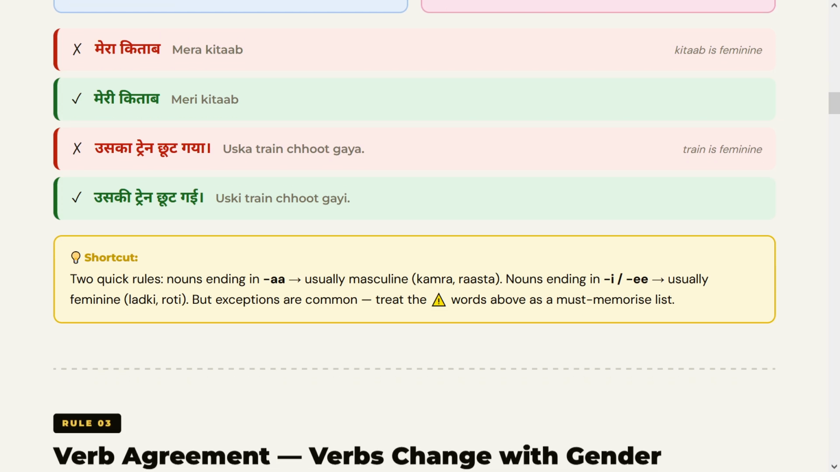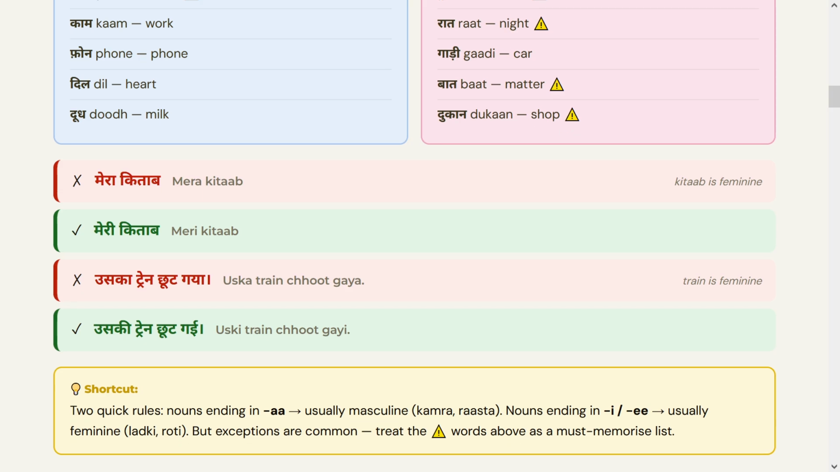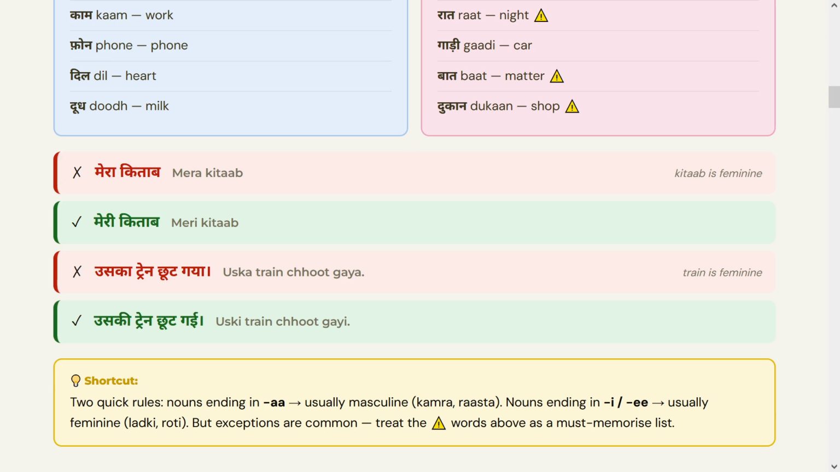Two quick rules that help. Nouns ending in a sound are usually masculine. Kamra, rasta, ladka. Nouns ending in e or e sound are usually feminine. Ladki, roti, gadi. But, and this is important, exceptions are everywhere. Pani ends in e but is masculine. Hathi, the elephant, sorry, Hathi is also masculine. Kitab, train, raat look like they could go either way, but they are all feminine. The exceptions are what you must memorize.